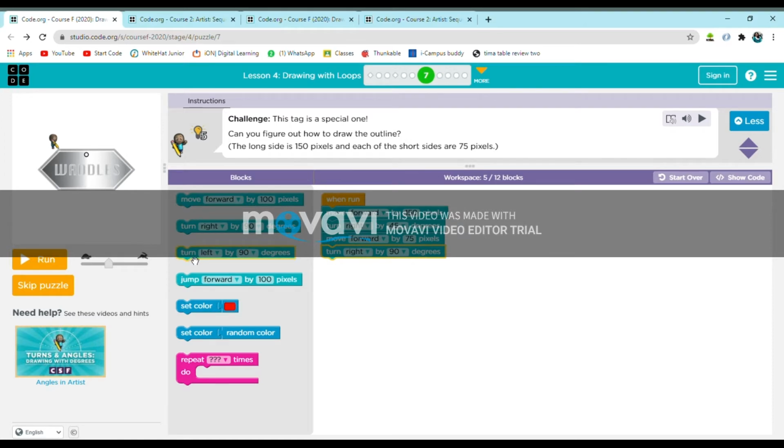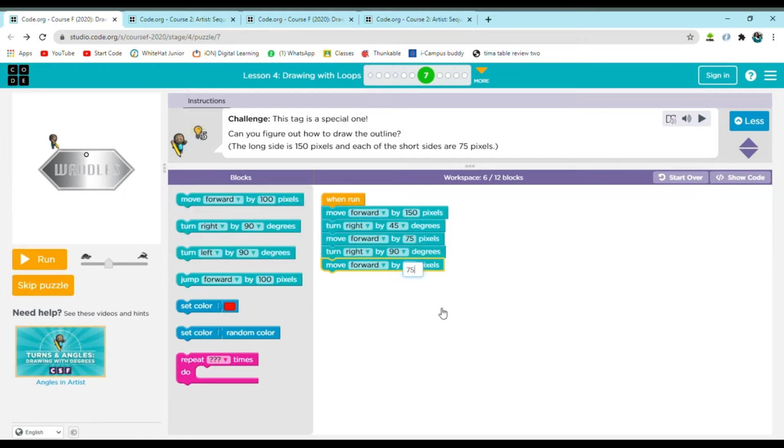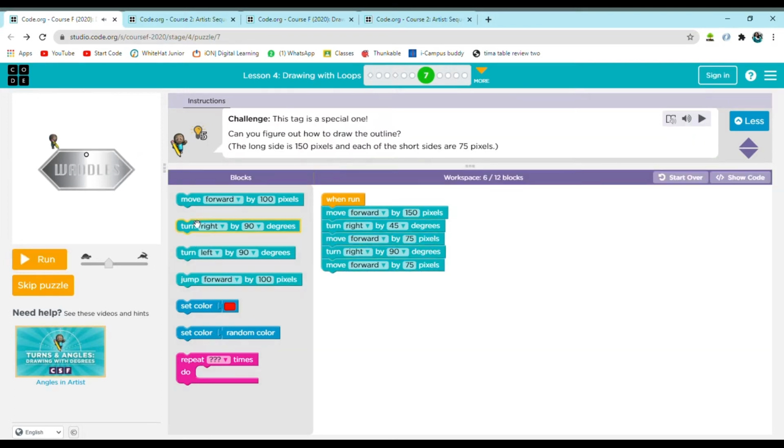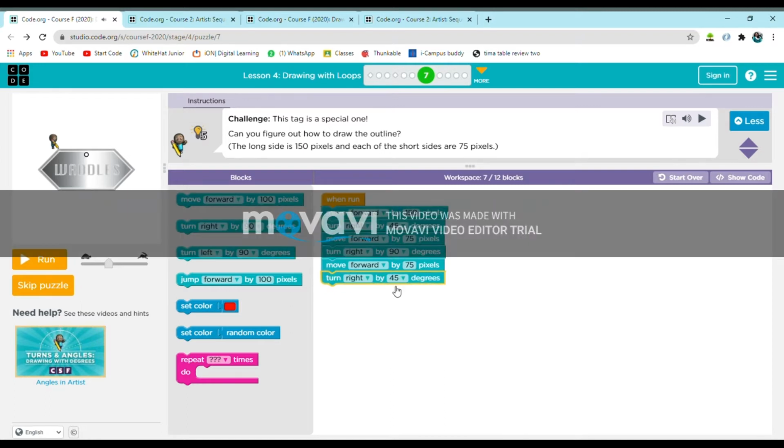After that, move forward for 75 pixels. We can run it. Now turn right by 45 degrees. Let us see what's happening now.